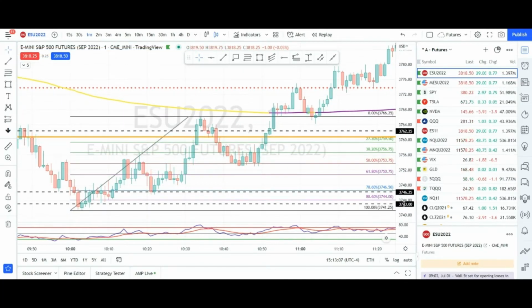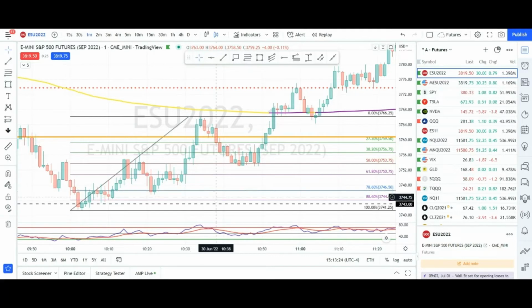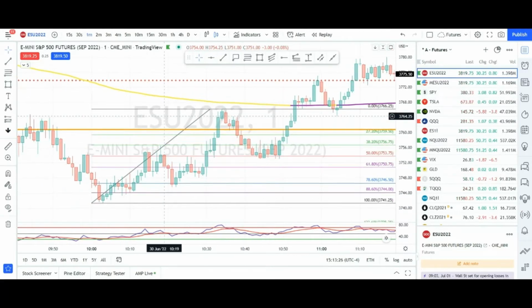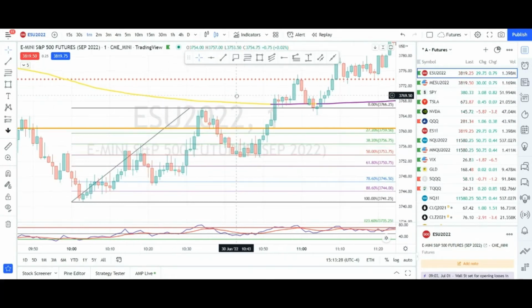Means against the 3 points, your stop loss, your risk, your reward is 20 points. 3 is to 20. If you divide it, it is almost 1 is to 6. Okay. Anyway, these are the trades, these are the charts which we have seen.